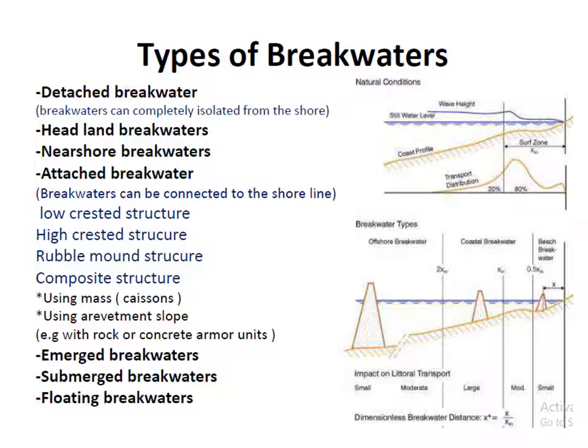So, what are the basic types of breakwater? We have detached breakwaters, which are completely isolated from the shore, headland breakwaters, near shore breakwaters, and attached breakwaters. Those are the breakwaters that are connected to the shoreline. Then we have low crested structures, high crested structures, rubble mound structures, and composite structures, like using mass or caissons or using a revetment slope, for example with rock or concrete armor units. And we have emerged breakwaters, submerged breakwaters, and floating breakwaters.